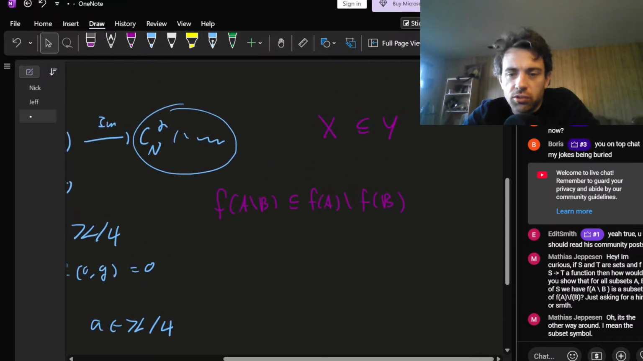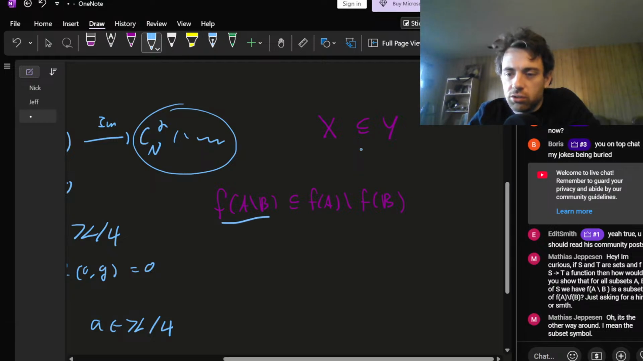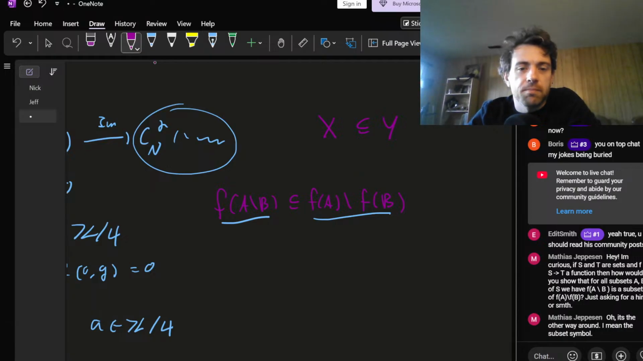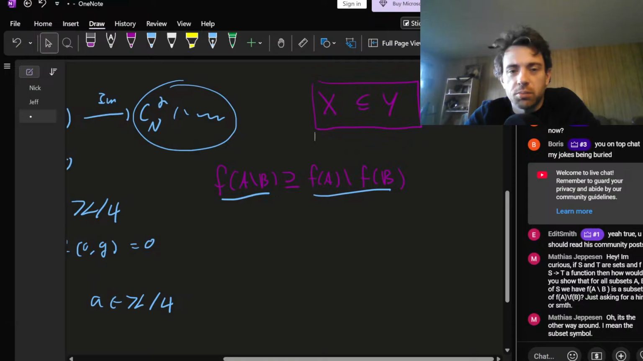You mean the subset symbol? I mean, the way you wrote it, you said that you want to show that this is a subset of this. That's the way that you wrote it. But okay, it doesn't matter. So I still want you to tell me X is a subset of Y. What does that mean? What's the formal definition? What do you need to prove?